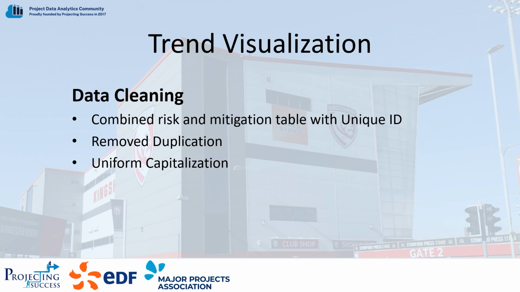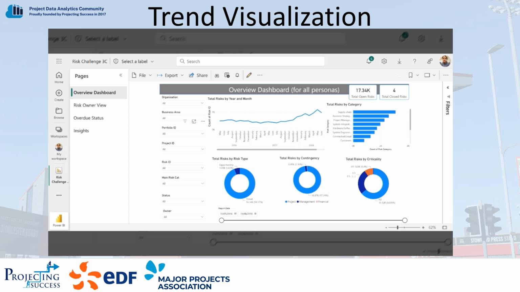Welcome to the overview dashboard for all personas. This dashboard provides a comprehensive summary of our risk management data, including total open and closed risks, trends over time, and breakdown by category, type, contingency, and criticality. Use this dashboard to quickly identify key risk areas and monitor changes, helping us make informed decisions and prioritize our actions effectively.